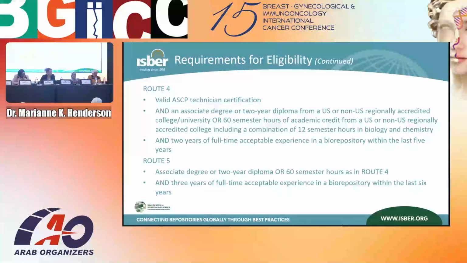And Route 5, the 5th way to become eligible to take the QBRS exam, is to have an associate's degree, or what we call a 2-year diploma, or the 60 semester hours with 12 hours within biology and chemistry, plus 3 years of full-time acceptable experience in a biorepository within the last 6 years.